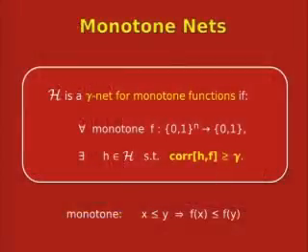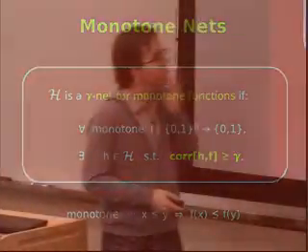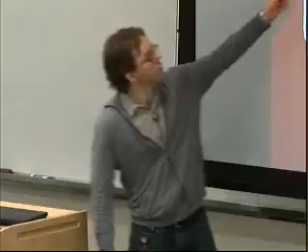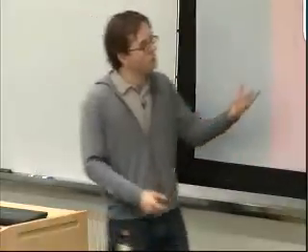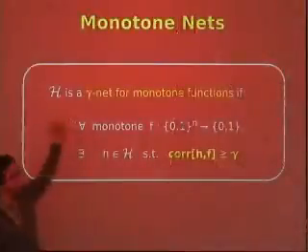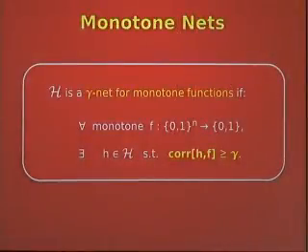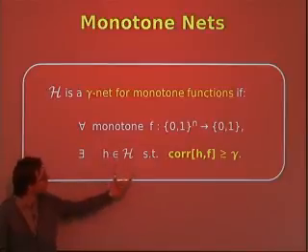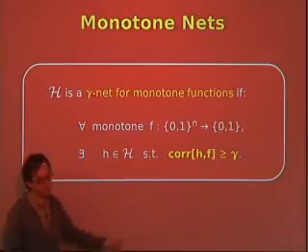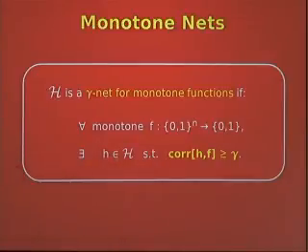By this I mean a net for the set of all monotone Boolean functions. Okay? So we'll say a set of functions H is a gamma net for the set of monotone functions if every monotone Boolean function is kind of close to one of the functions in H. Specifically, it won't be that close, so we'll look at instead the correlation of the functions. So we want that every monotone function should have at least gamma correlation with something in H.